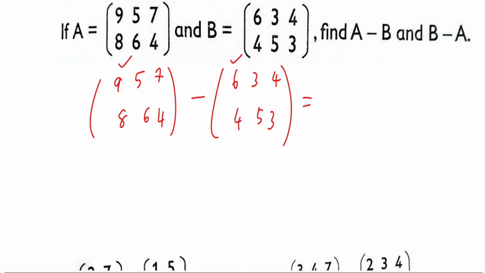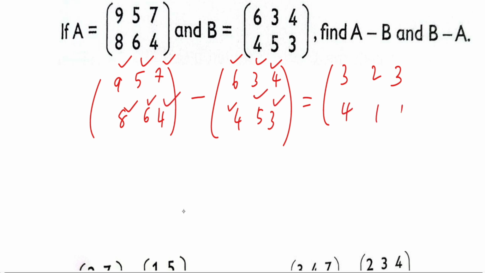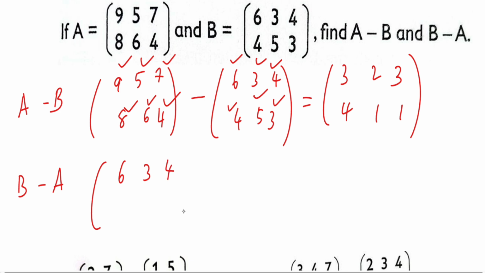9 minus 6 gives you 3. 5 minus 3 gives you 2. 7 minus 4 gives you 3. 8 minus 4 gives you 4. 6 minus 5 gives you 1. And 4 minus 3 gives you 1. So that's a minus b. But what if it's b minus a? Then it's the opposite. For this one, you'll start with b, which is 6, 3, 4, 4, 5, 3.